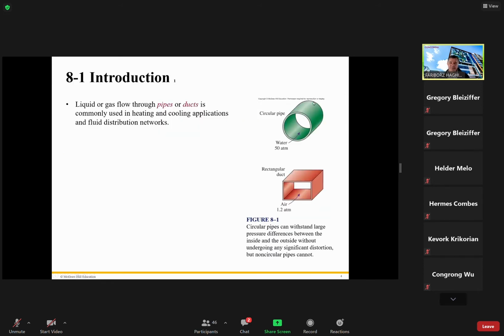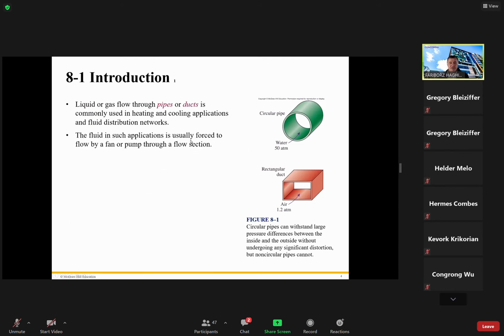Look at here, we have a pipe, we're dealing with flow inside the pipe. We have a rectangular duct that we usually have in an air conditioning system. We have flow going inside the duct, okay? Duct and pipe are commonly used in building heating and cooling applications. We have a pipe, for example, for water, we have air ducts for the mechanical ventilation system that we have in the building.